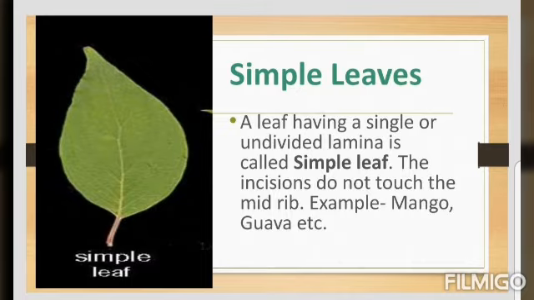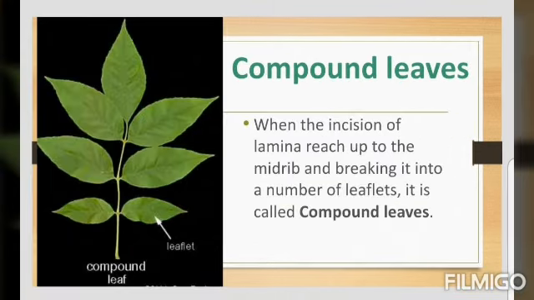Here comes the types of leaves. A leaf is said to be simple when its lamina is entire or when incised, the incisions do not touch the midrib. When the incisions of the lamina reach up to the midrib, breaking it into a number of leaflets, the leaf is called compound. A bud is present in the axil of the petiole in both simple and compound leaves, but not in the axil of leaflets of the compound leaf.